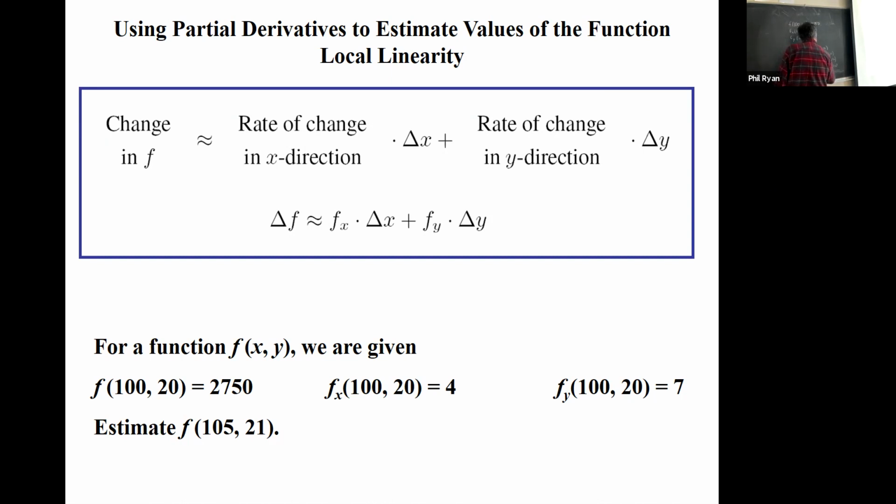So we start off at 2,750. We add 20 because we're going 5 units in the x direction. And we add 7 because we're going 1 unit in the y direction. So the total change is 27. That's the total change in going from here to here. And we just add it to our old value. So we get 2,777. That's our estimate.